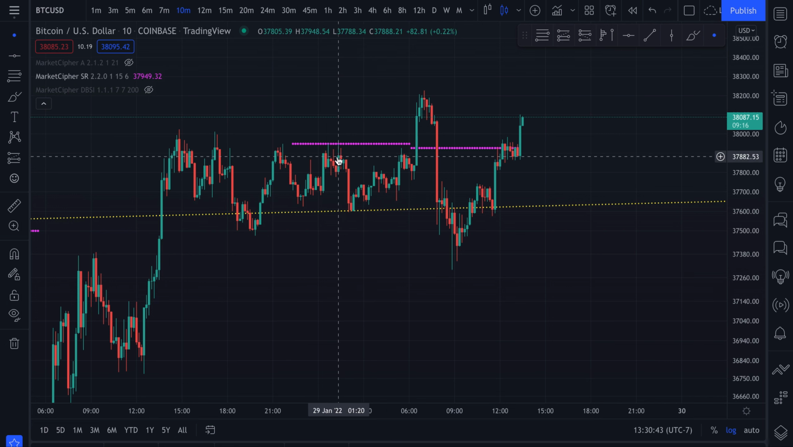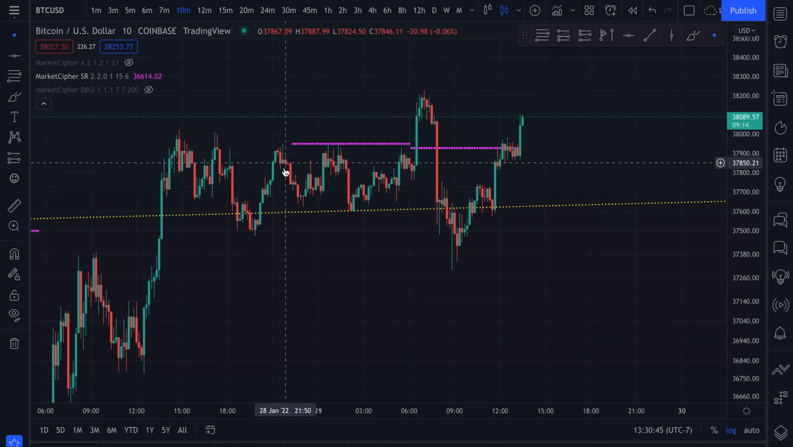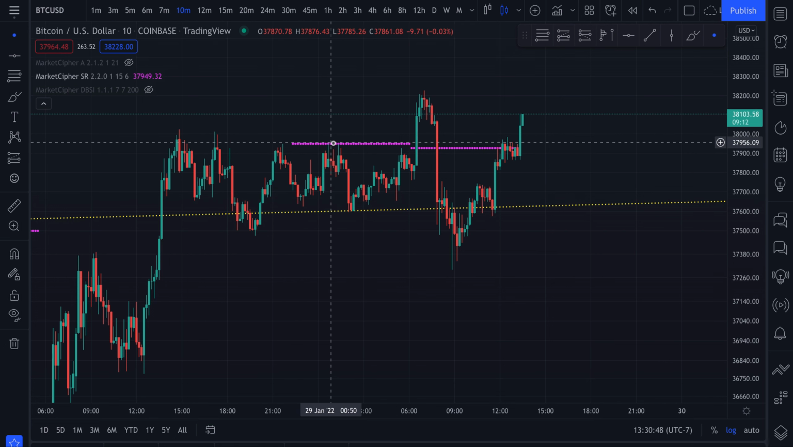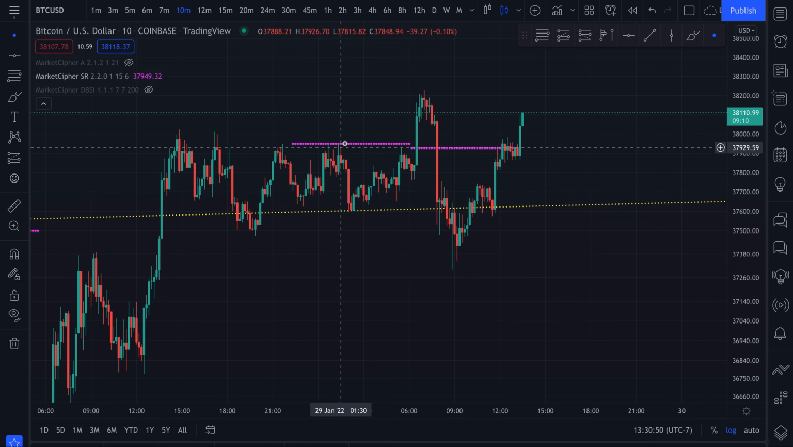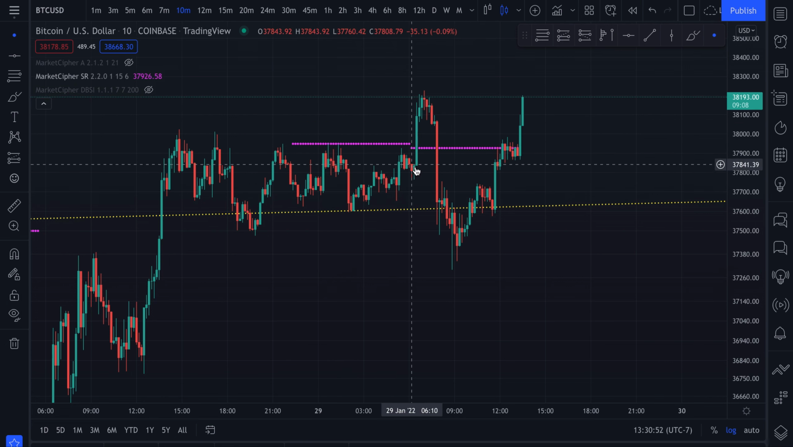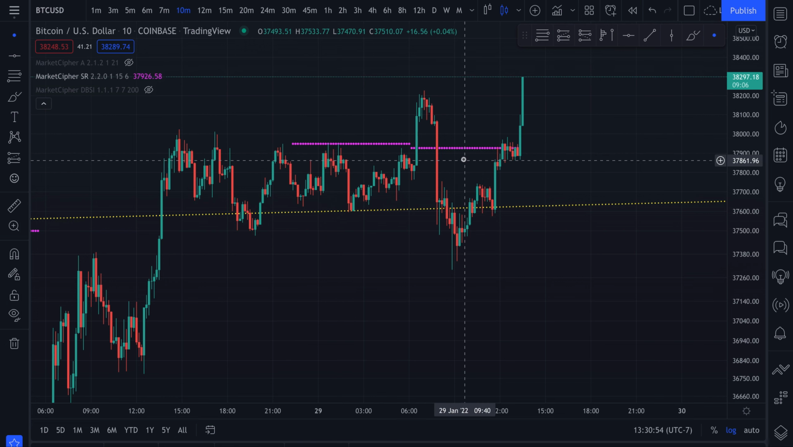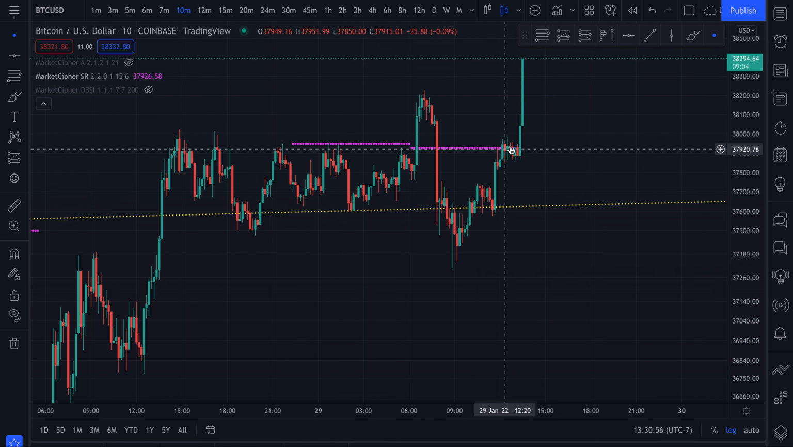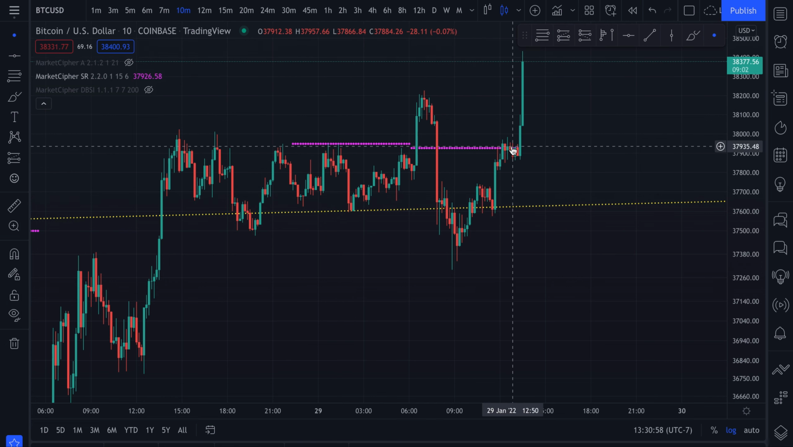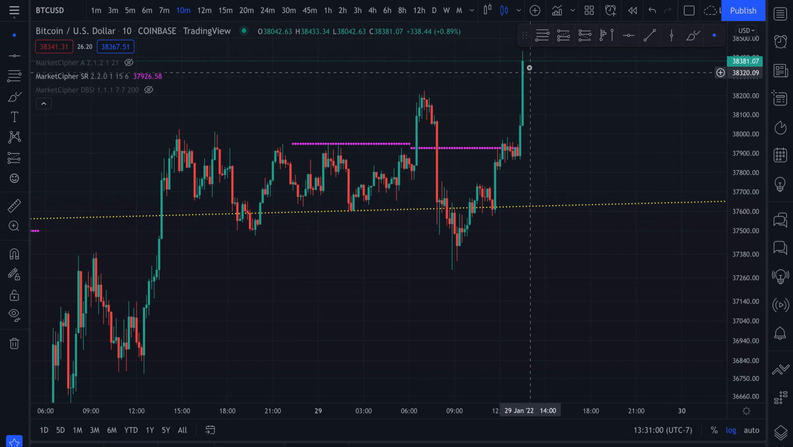Resistance levels are just levels where price likes to, you can see right here, price runs into them, bounces off, comes back down, comes back down. That was a good one. Bounces off right here. And then we have some more kind of resistance right here.